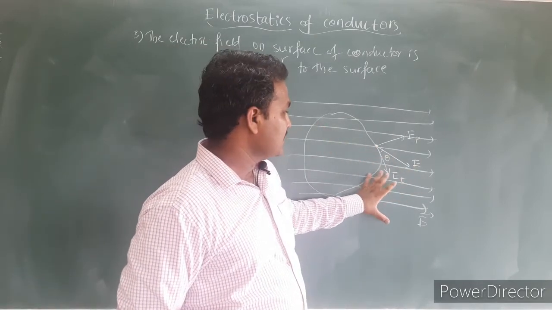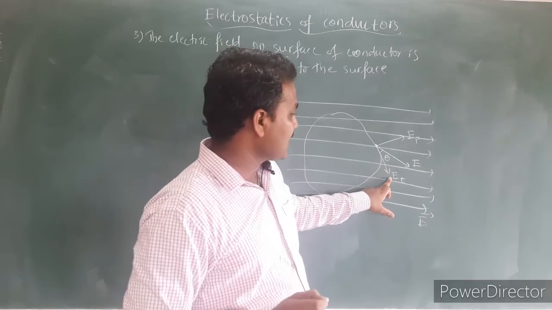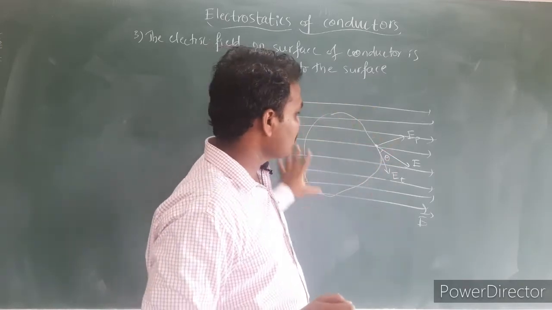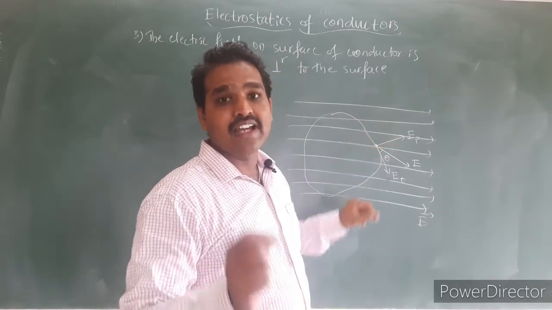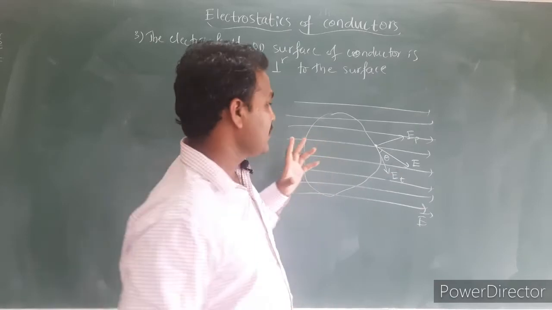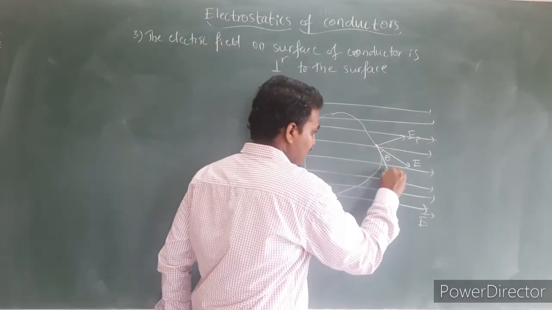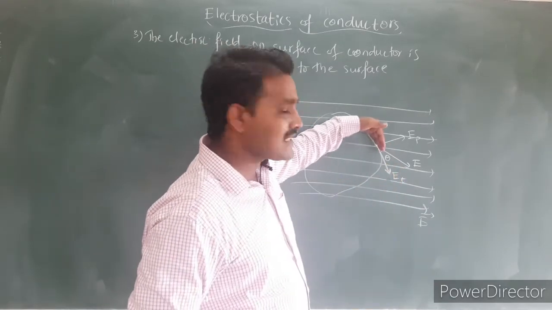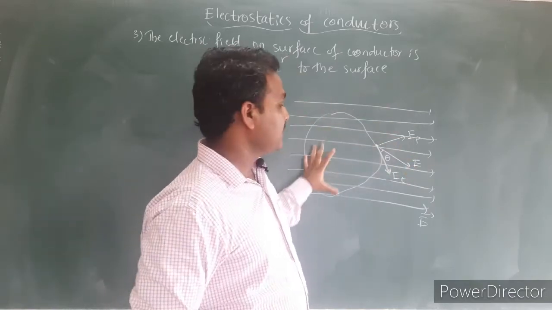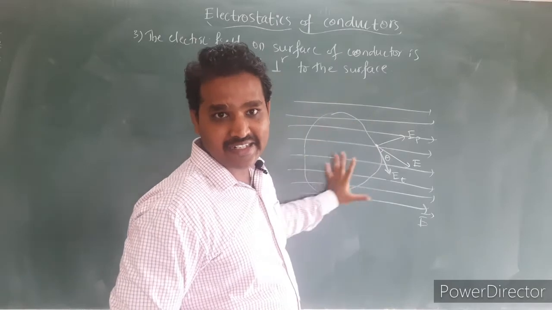Okay, so when there is some magnitude of the electric field along the surface of the conductor, whatever charges are on the surface of the conductor should produce something called surface current. Because of this electric field which is acting along the surface, tangential to the surface of the conductor, there must be surface current created.